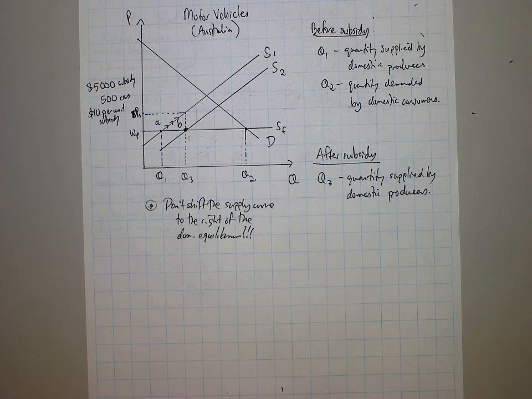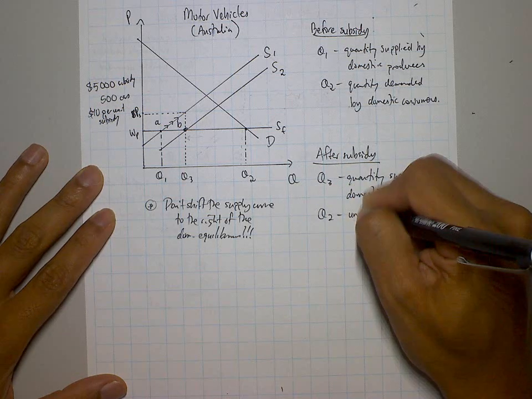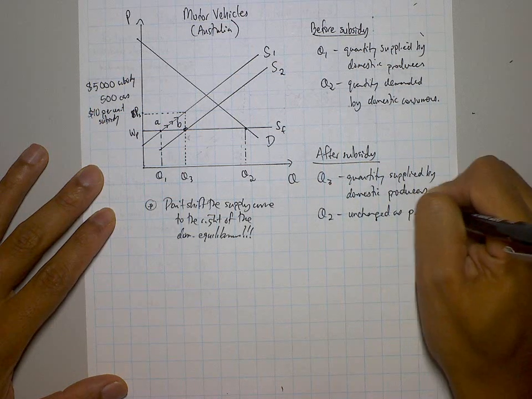Do you think quantity demanded changes? Alright, so if you think no, why doesn't it change? Yeah, because the price hasn't changed. Yeah, so price has not changed, therefore the decisions that consumers make are not affected by this. So the decisions that consumers make have not changed because the price is the same. So Q2 I'll go unchanged as price has not changed.